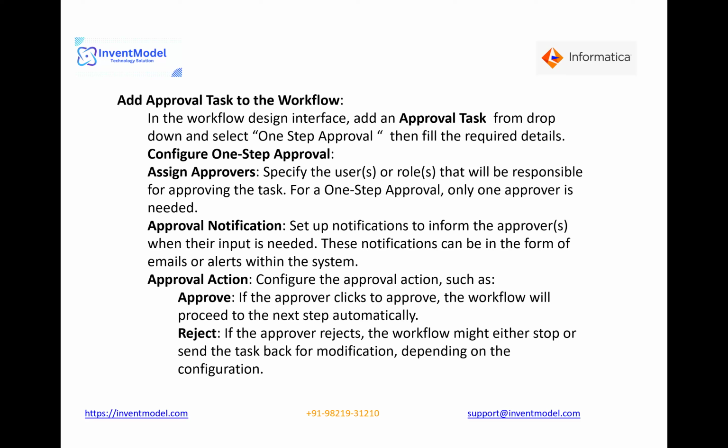So once the user does this, it will go for the approval. Then approval notifications. There is an option for the approval notification. Once they submit the request, it will go for the approval, right? The notification will be sent to the respective people who are chosen for this approval, and then they have the approval actions, like what to do with the request that comes to the approver. Either they can approve the request or they can reject the request.